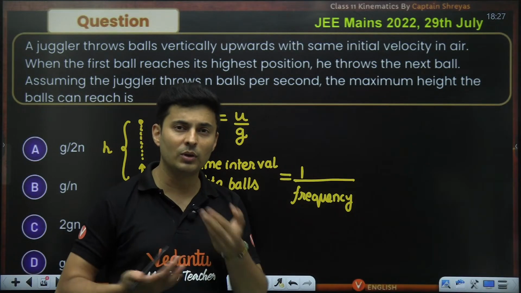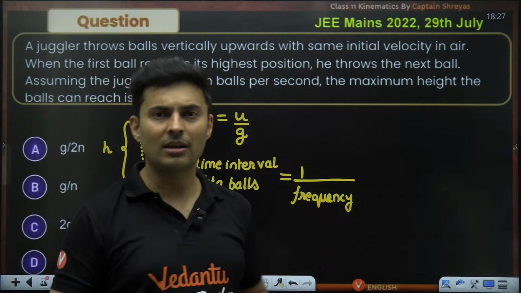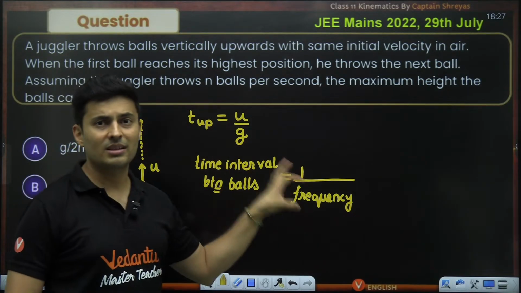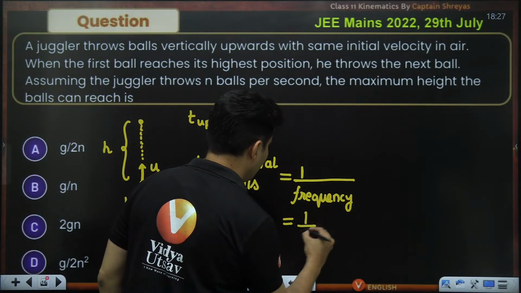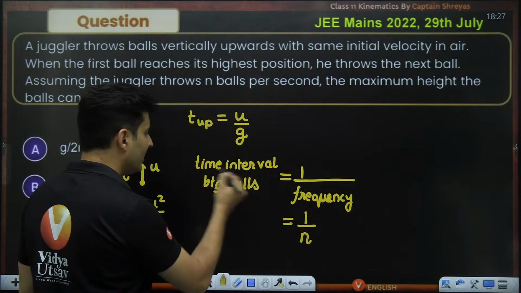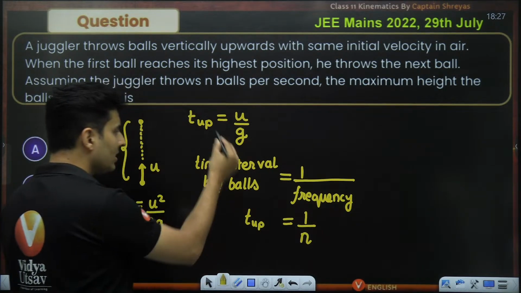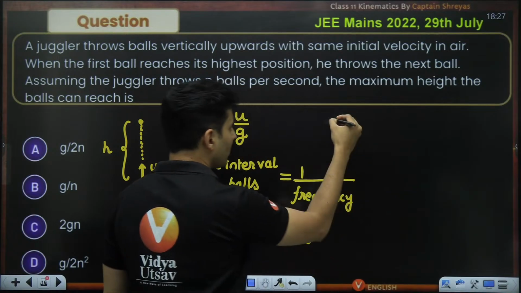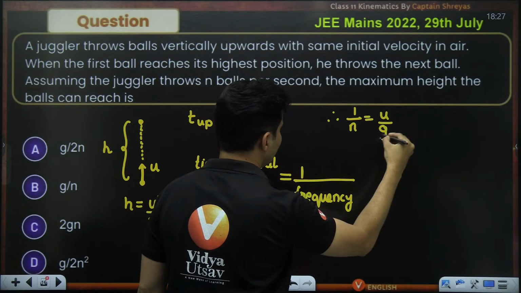Frequency is the rate of doing things per second. Time period is the interval between those events. So the interval is 1 by frequency, or frequency is 1 by the time interval. Clearly the frequency has been given to be 1 by n, and this time interval is exactly the time taken to go up. So therefore one can say 1 by n is nothing but u by g.